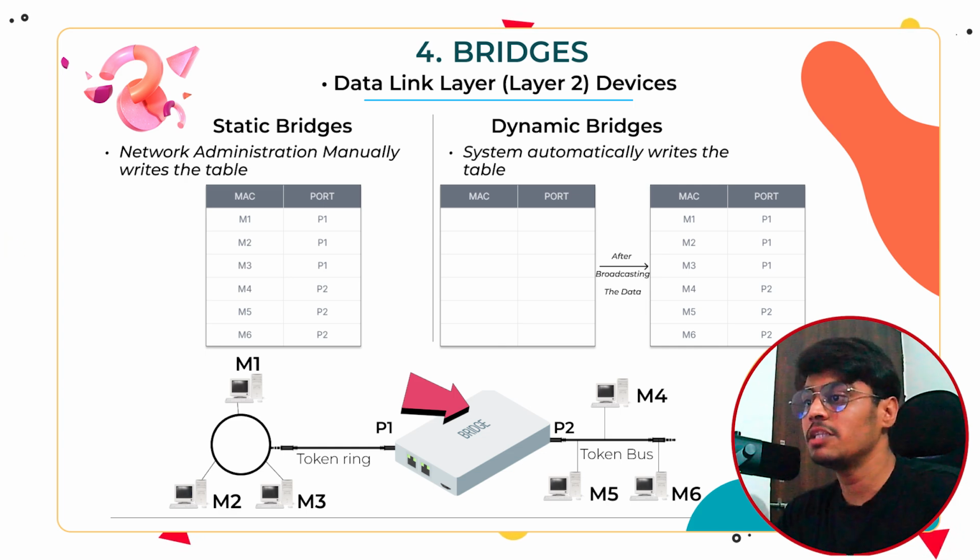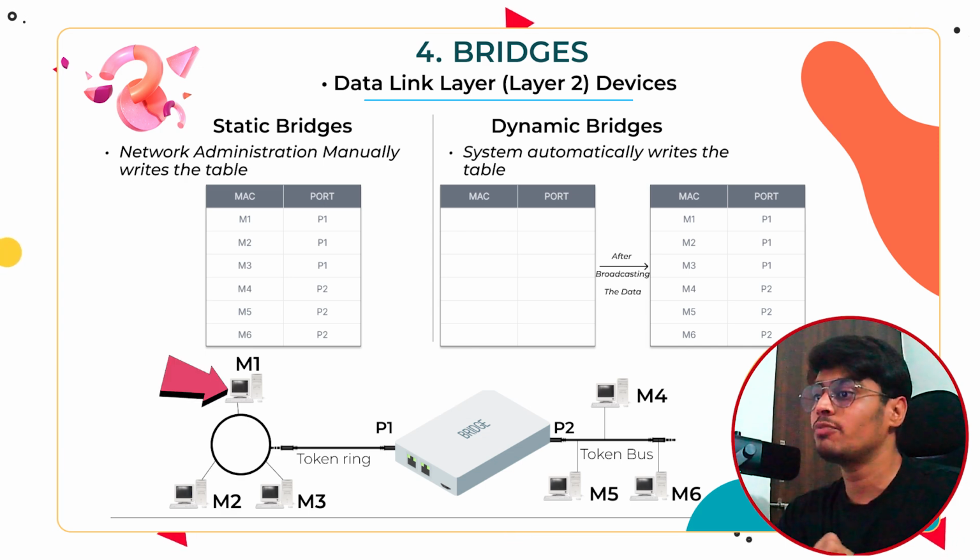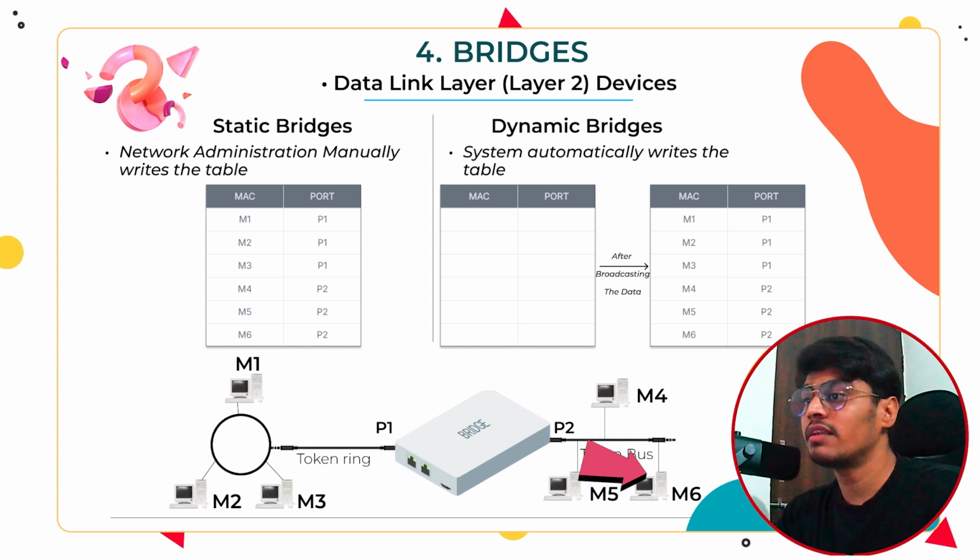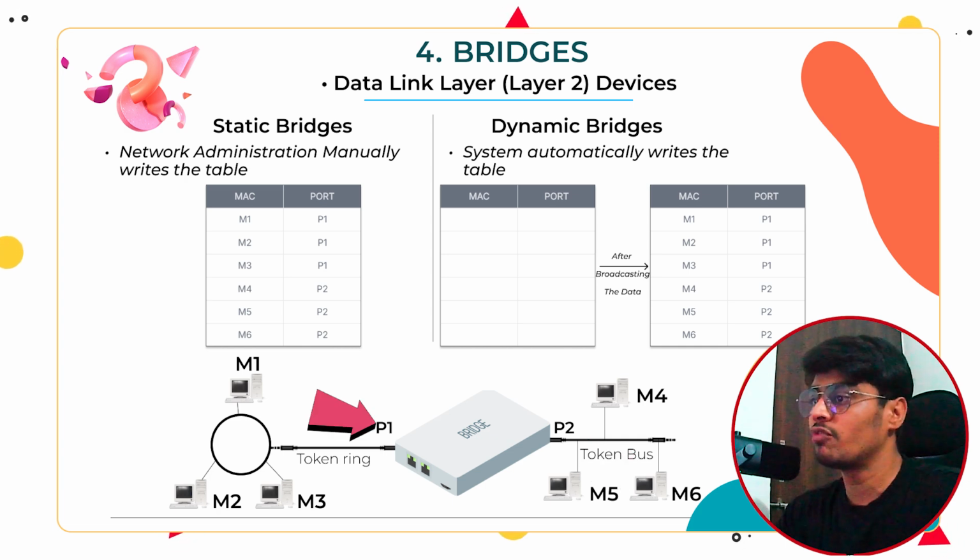Okay, when this packet reaches everyone, first of all the bridge makes an entry that the packet came from M1 and M6 is the destination address. Then it finds out that the packet from M1 came through port 1. So it makes an entry: M1, port 1.